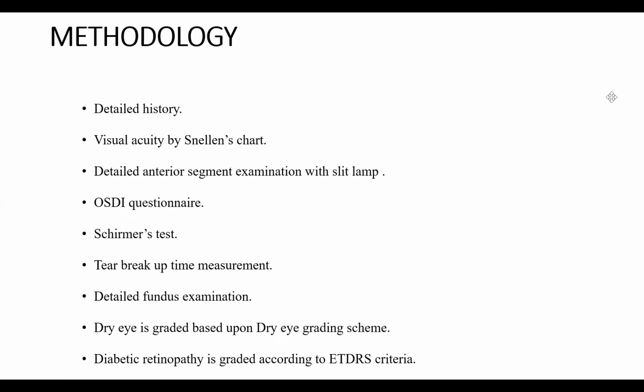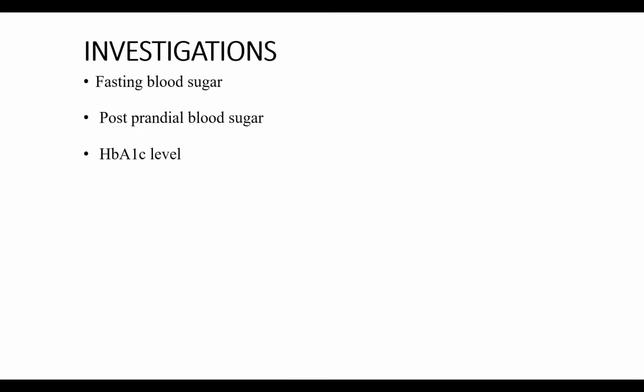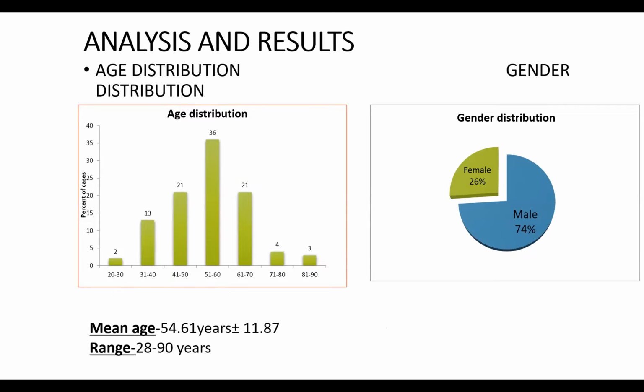Methodology: the detailed history was taken, the visual acuity was tested by Snellen's chart, detailed anterior segment examination was done with slit lamp, and these were evaluated using OSDI questionnaire, and Schirmer's test was done. Then tear breakup time measurement was done, and detailed fundus examination was done, and dry eye was graded based upon the dry eye grading scheme, and diabetic retinopathy is graded according to the ETDRS criteria. The investigations done were FPS, PPBS, and HbA1c.